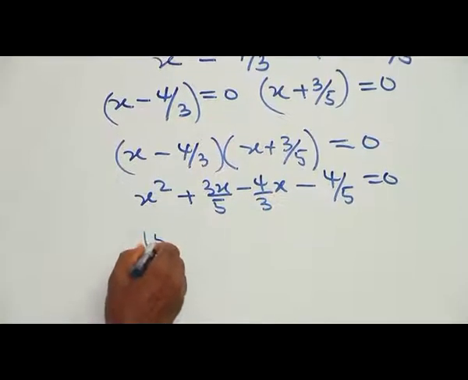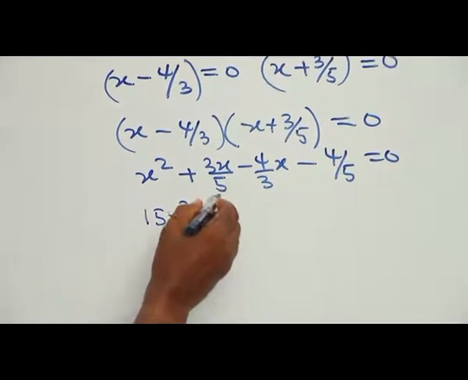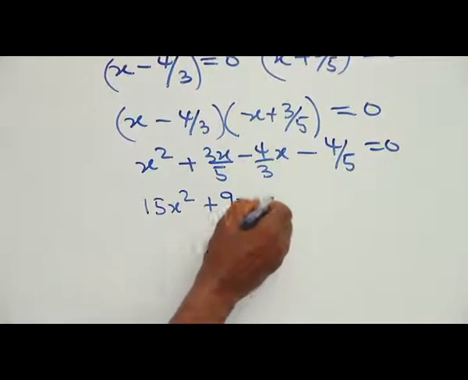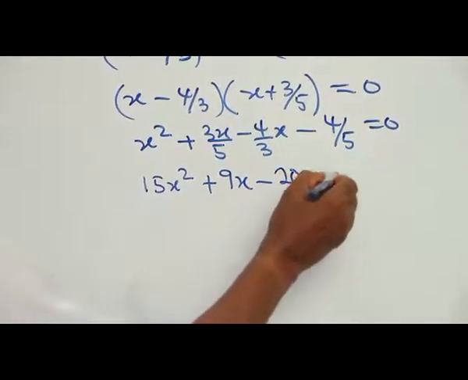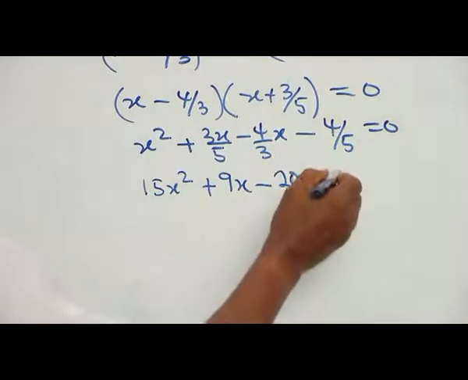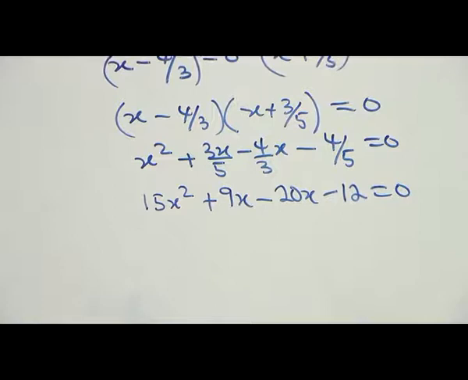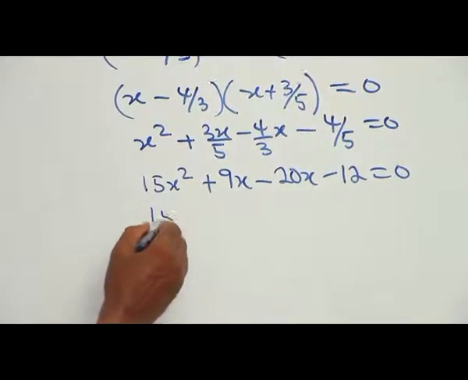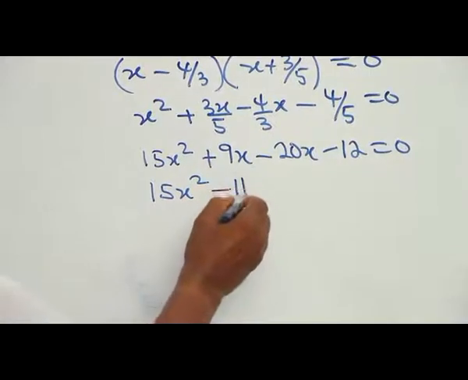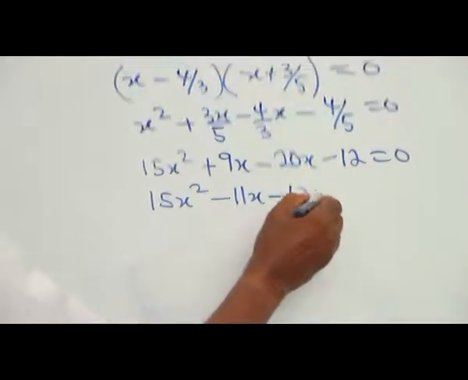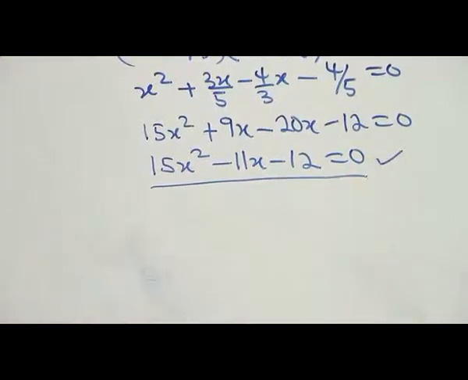So we now have 15s squared plus 5 into 15 is 3, that will give you 9s. And here 3 into 15 is 5, that will give you minus 20s. And 5 into 15 is 3, 3 times that is minus 12, and of course equal to 0. We can now collect like terms, so we now have 15s squared, and then we have minus 11s, and then we have minus 12, everything equal to 0. This is the required polynomial.